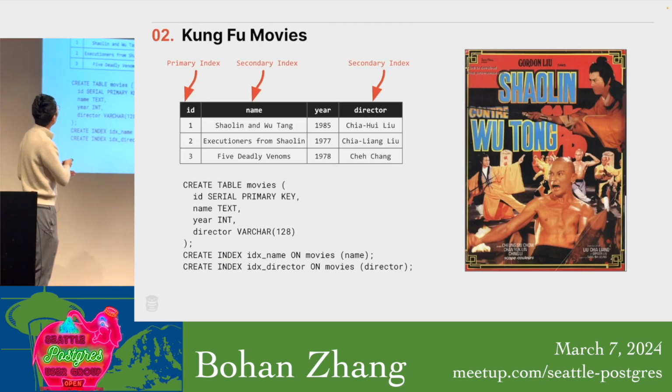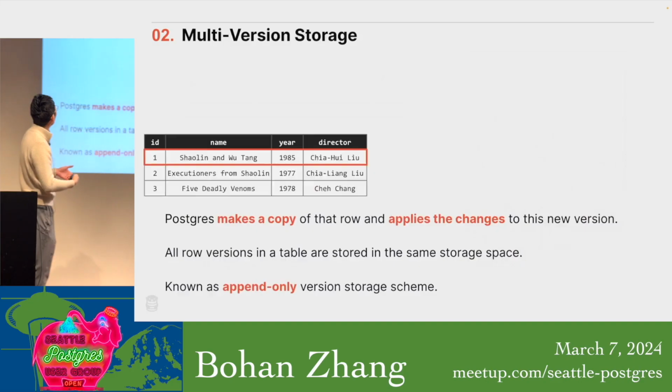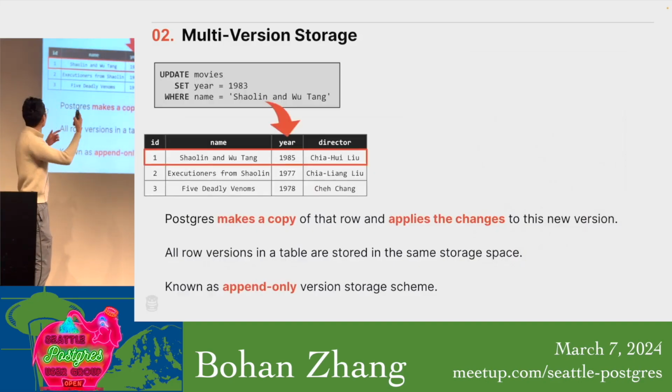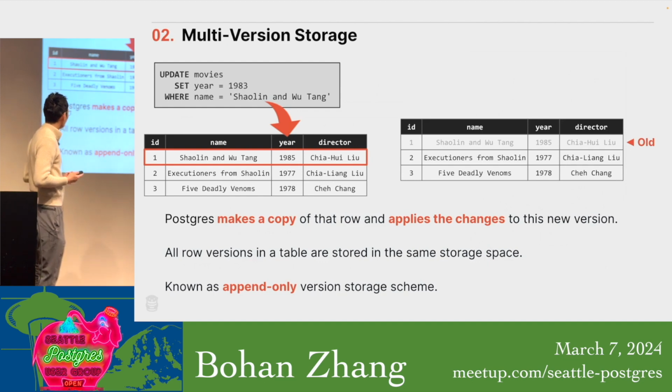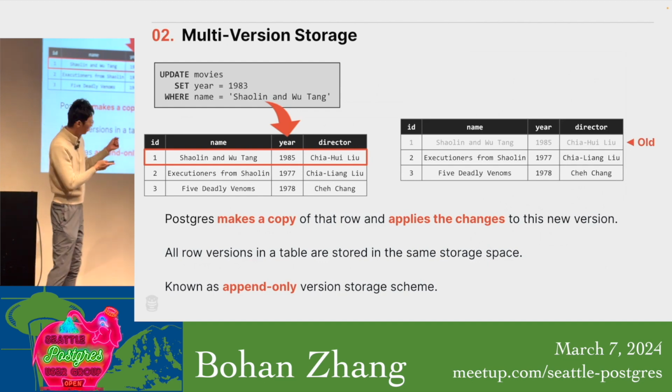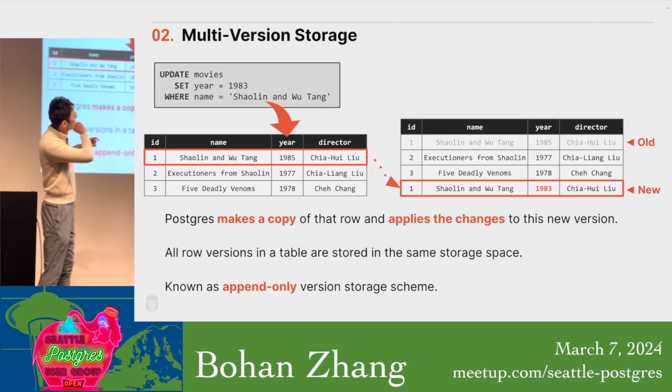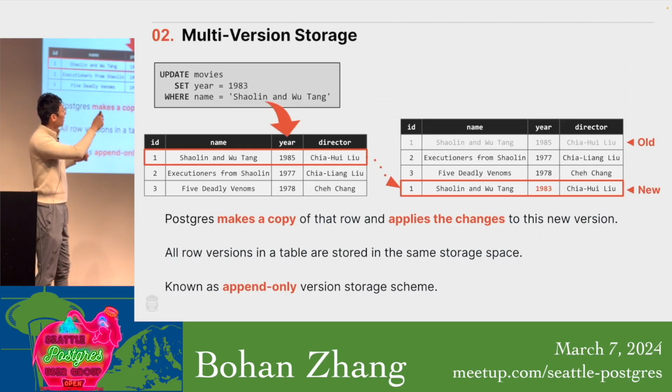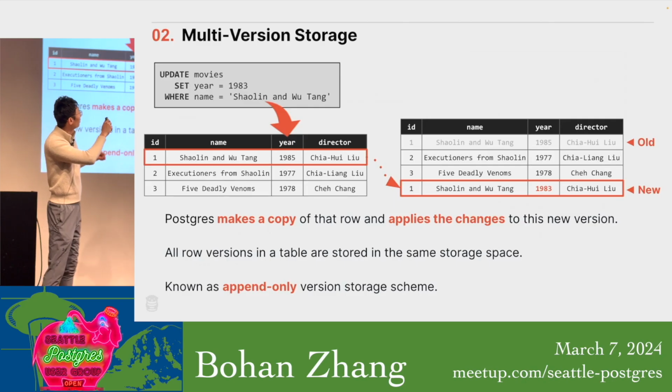We have 3 rows. The first one is Short Circuit, so we will use this movie as an example. So let's say we update this movie, right? We update the year of the movie from 1985 to 1983. The query is above. So how does Postgres do that? First, Postgres makes a copy of that row. So it makes a copy of the first row, right? You can see on the right table, the first row is the old one, and it makes a copy of that.